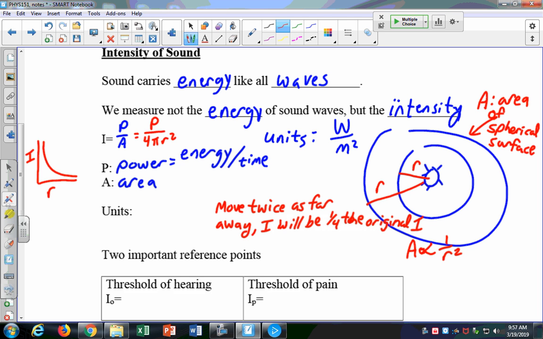So if you're at a concert, you don't want to stand right up next to the speakers because it's going to be really loud. But if you move a little bit away from them, the intensity is going to drop by that amount squared. If you move twice as far away, it's going to be a factor of 4 smaller. If you move 3 times as far away, a factor of 9 smaller. So the farther you move away from the source of sound, the intensity gets much, much smaller.